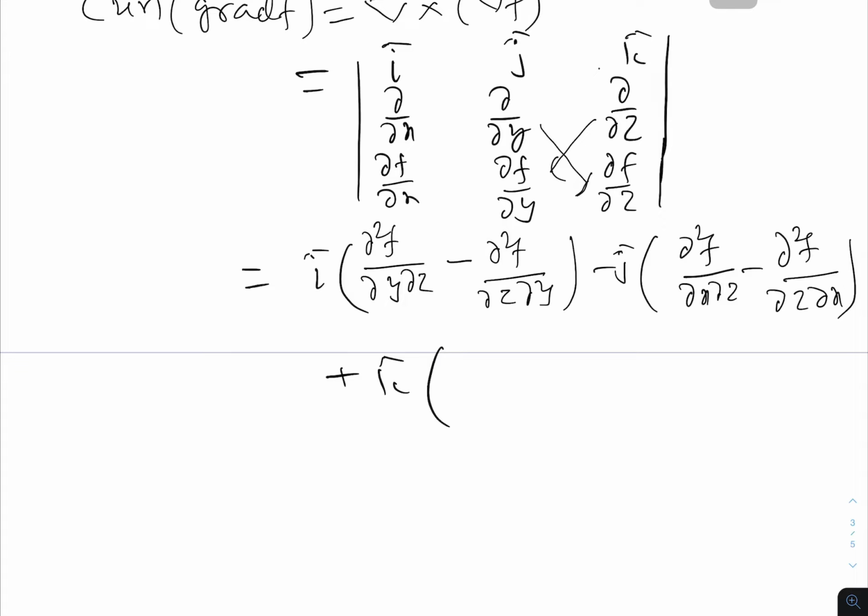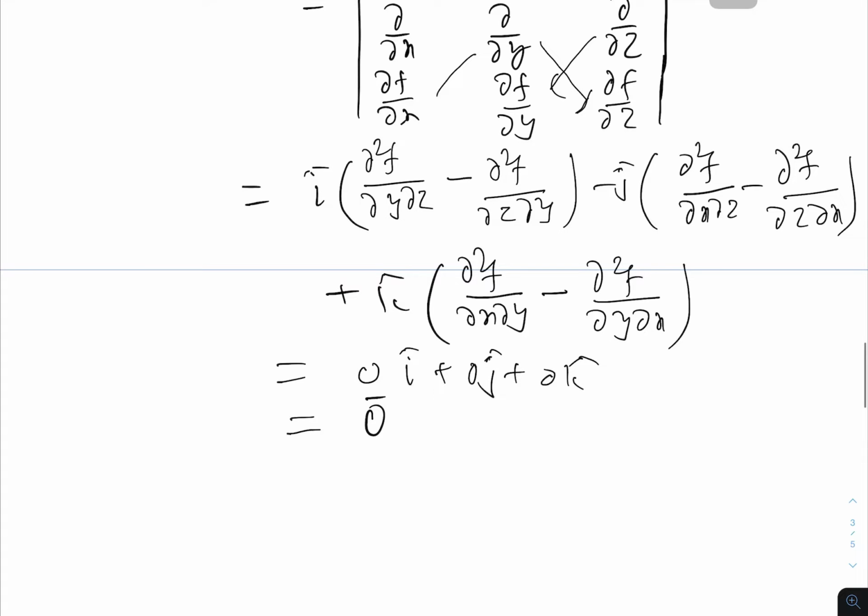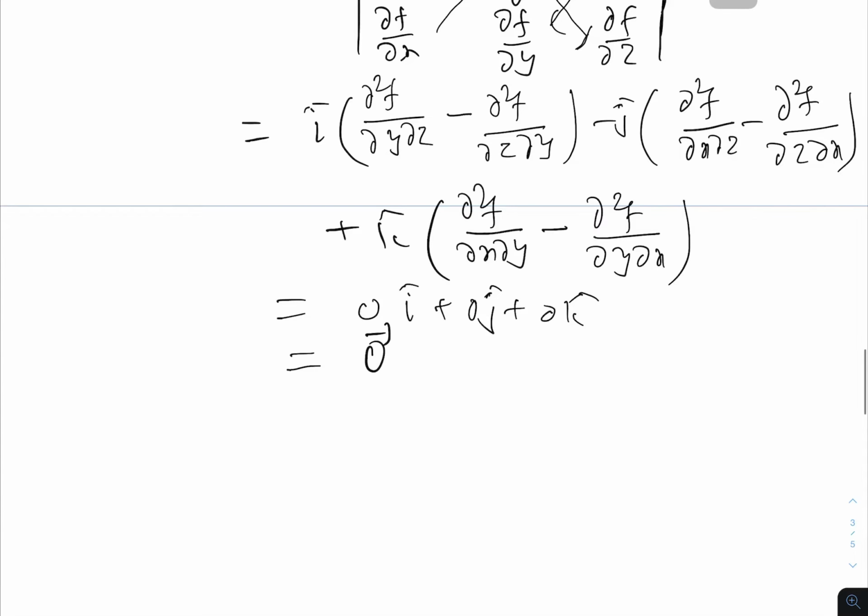del by del x of del f by del y, so that is del square f del x del y, minus del by del y of del f by del x, so del square f del y del x. Again we know that del square f by del y del z is the same as del square f del z del y. So this is 0i, 0j, 0k, and that is nothing but a 0 vector. So curl grad f is a 0 vector.